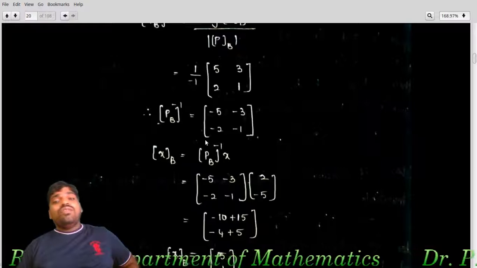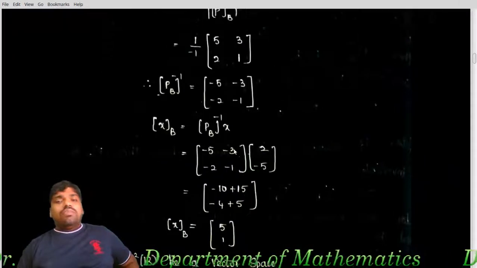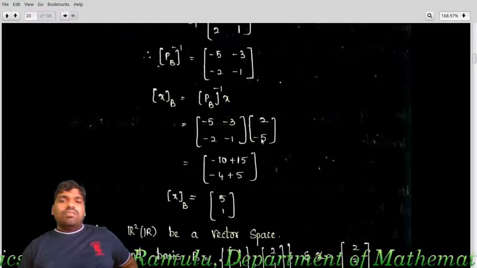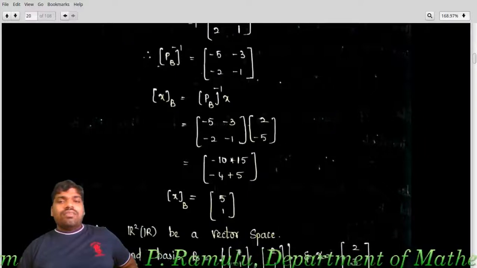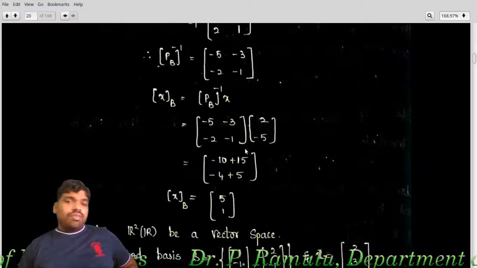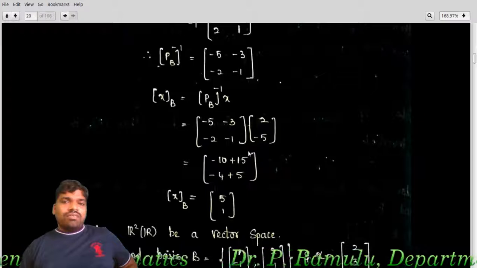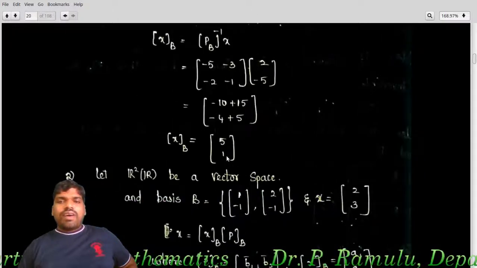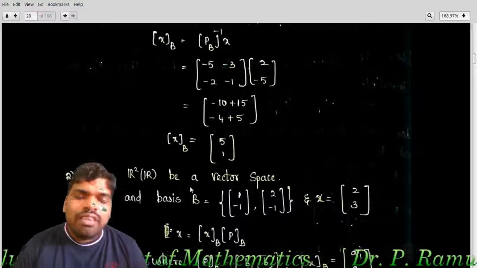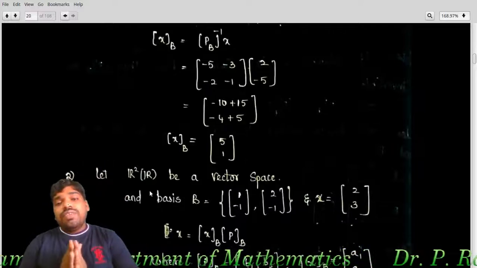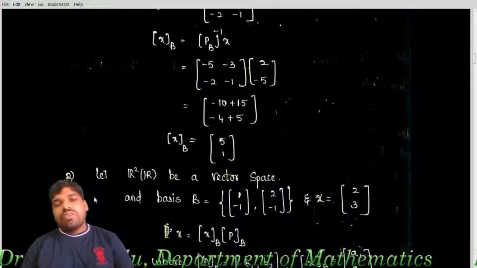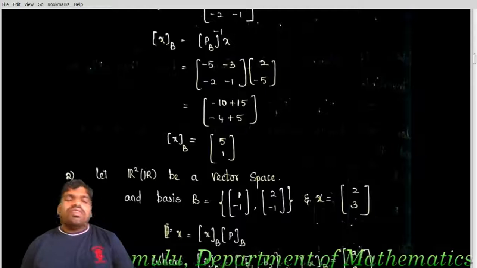Therefore, [x]_B = P_B inverse x, which is [-5 -3; -2 -1] times (2, -5). If I multiply these: -10 + 15 = 5, and -4 + 5 = 1. So that equals (5, 1). This is the coordinate matrix. We got the same answer as before: (5, 1).